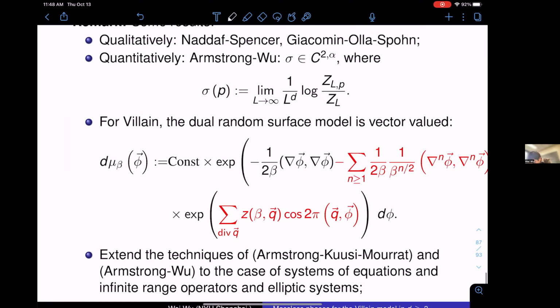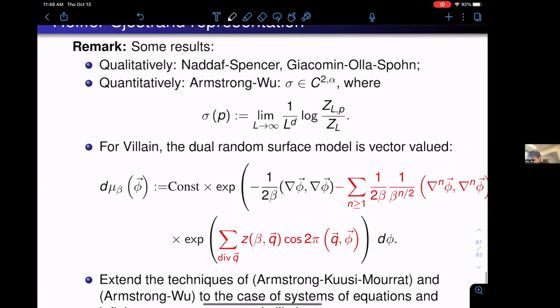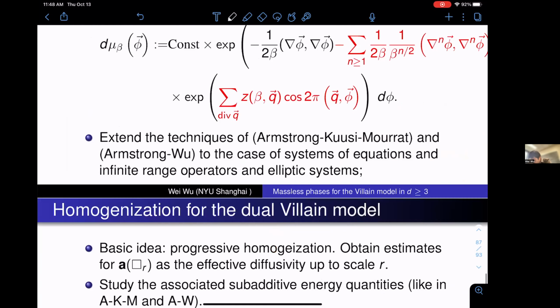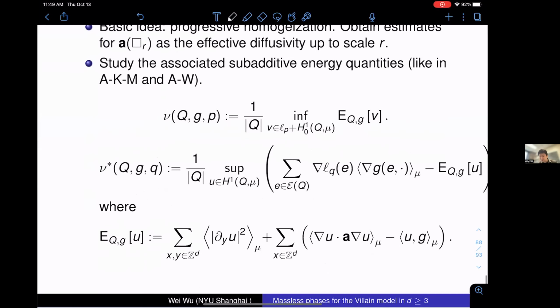Now, in some sense, both this paper with Scott and the work with Paul, we are following this idea of Armstrong, Kuusi, and Mourrat to obtain a rate of convergence in this homogenization problem for these infinite dimensional elliptic PDEs. The idea is basically that for elliptic equations, we know that the solution can be characterized by energies. So we just look at the energy functionals, and we do that at every scale, right?